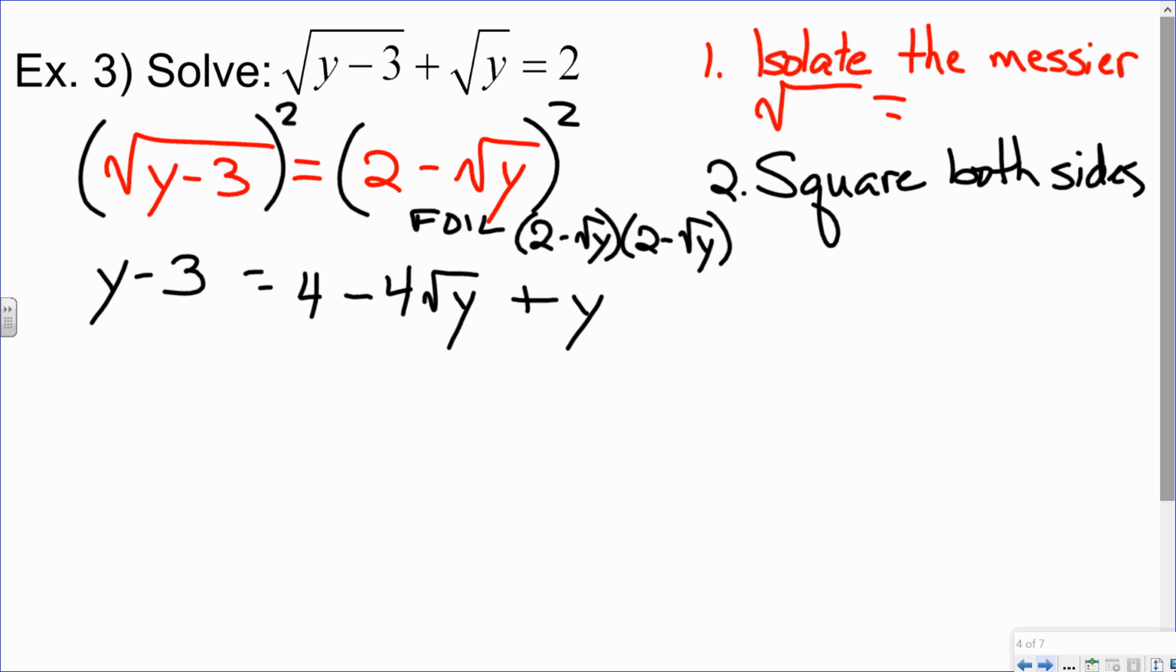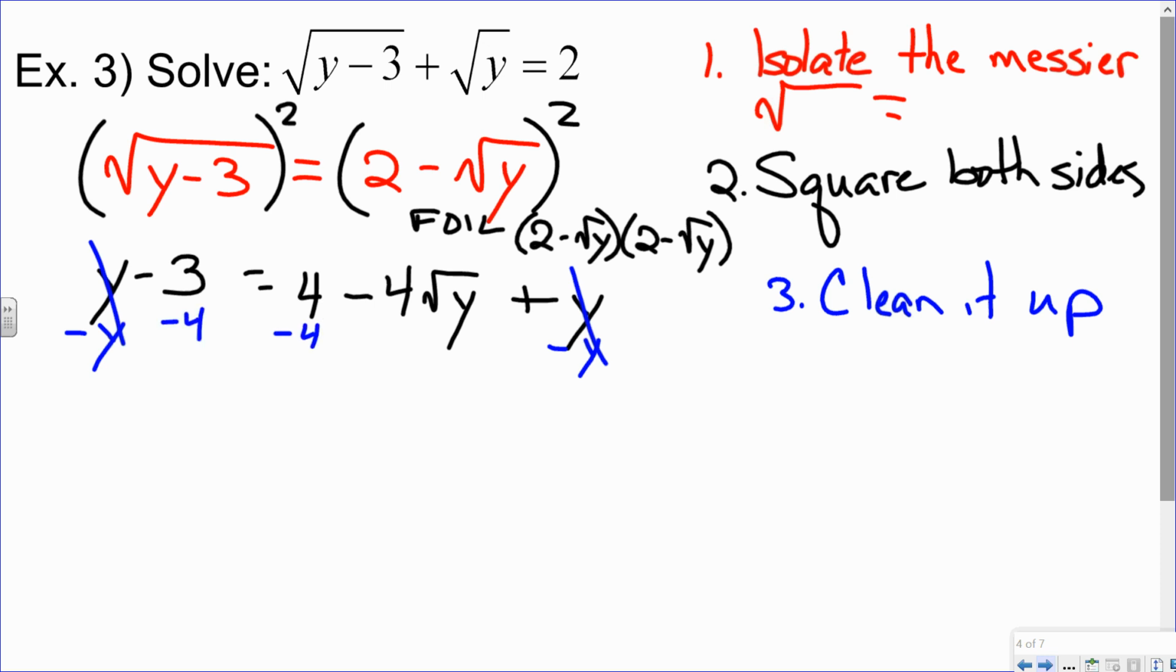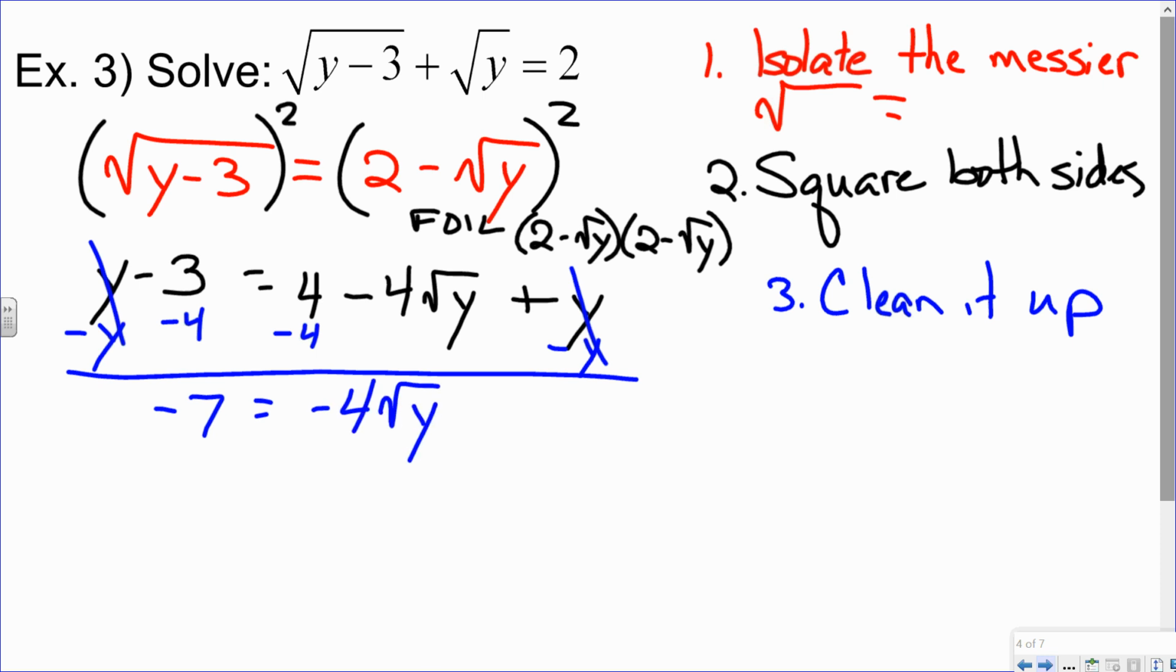Any questions on that part? What do you want us to do now? What would be a helpful thing to do at this point? What's going to be helpful here? What do you want to do? Cancel the y's and bring the 4 to -3. So in other words, let's just kind of try to clean it up. And we can cancel the y's because they're both positive. So if we subtract y from both sides, they both go away. And -3 and 4 are like terms, so let's get those together. So we have -7 equals -4 root y.